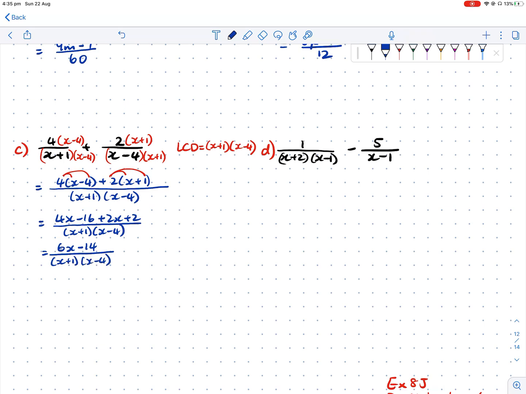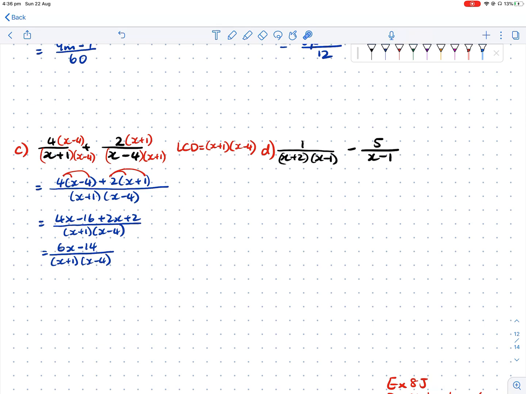So we leave the denominator in factorized form. We're not going to expand it out because when it's factorized, it means that if we need to do further manipulations, we can, if we need to cancel stuff, we can cancel.